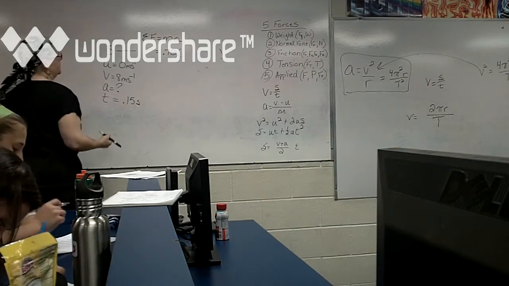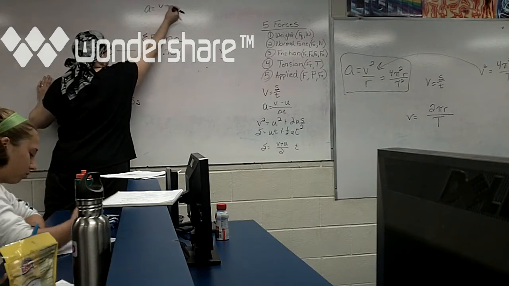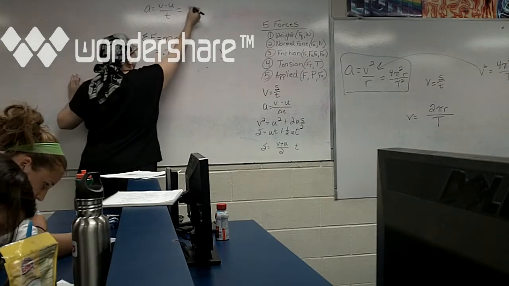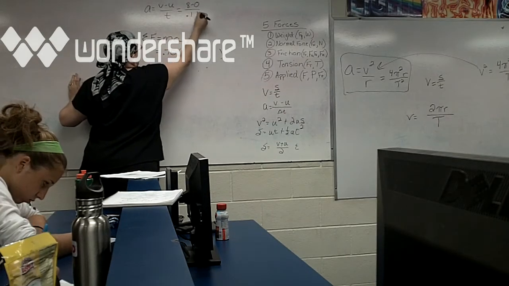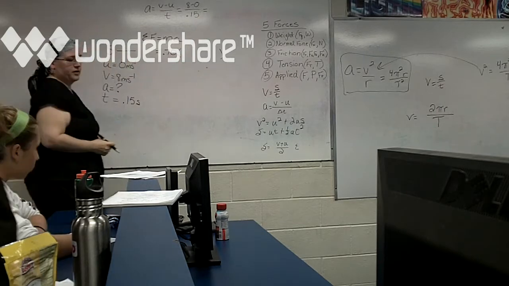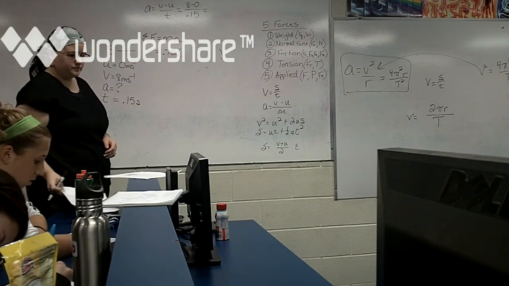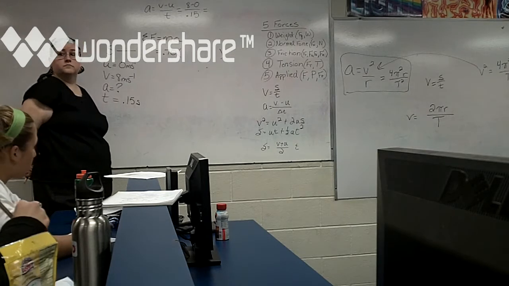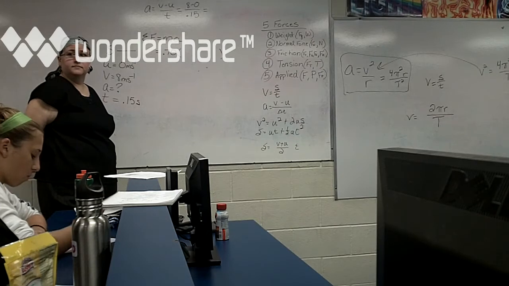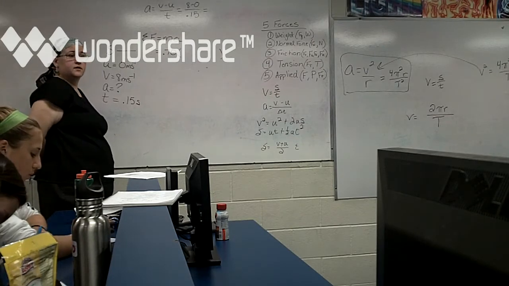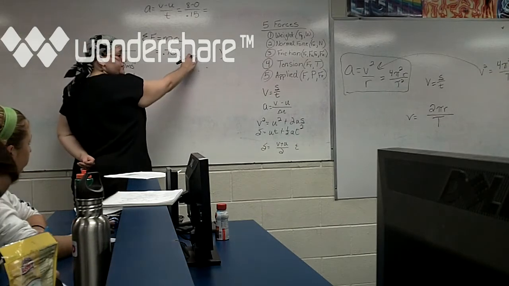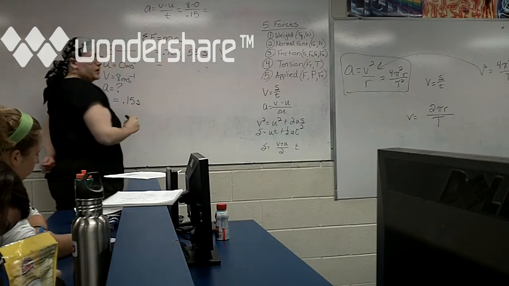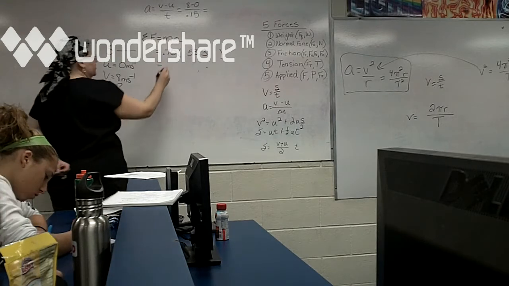So I say a is v minus u over t, 8 minus 0 over 0.15, and that will give us our acceleration that we can plug in there. It's 53.333. And then we multiply by 0.70 and get 37 newtons.